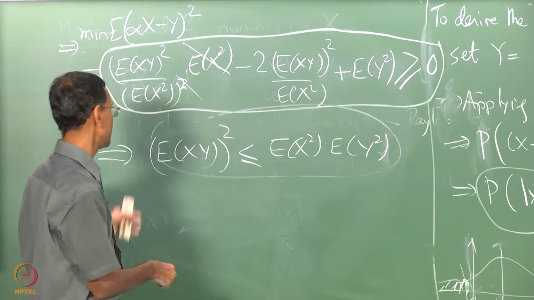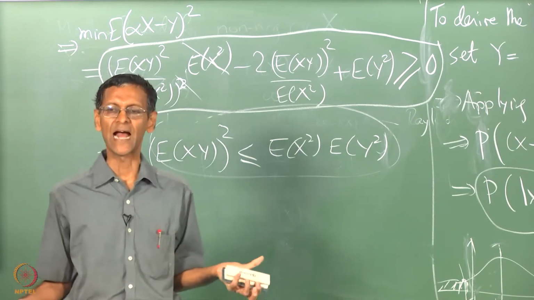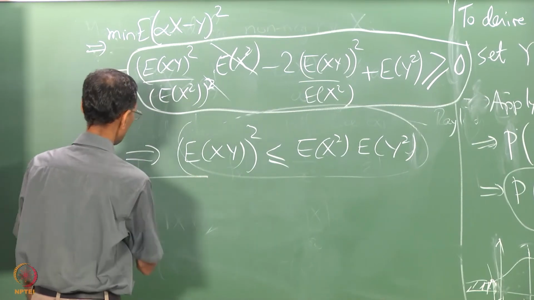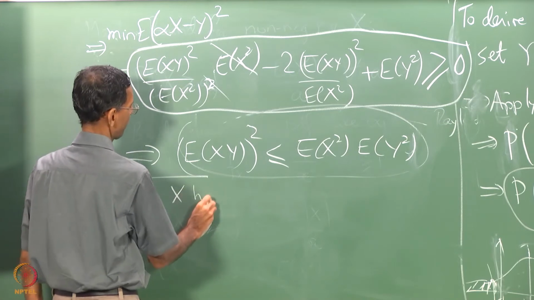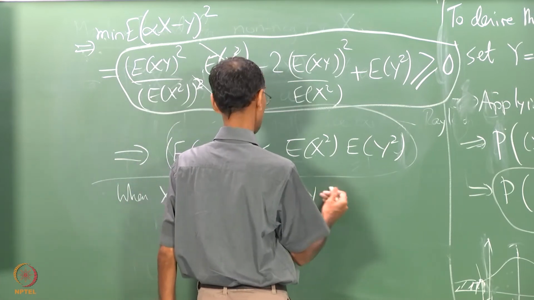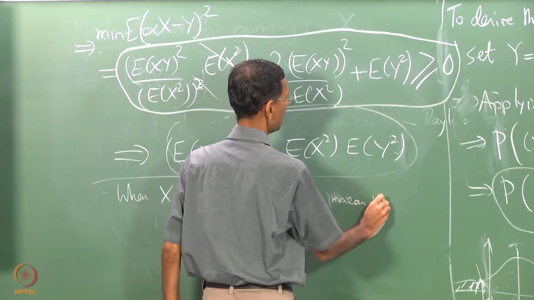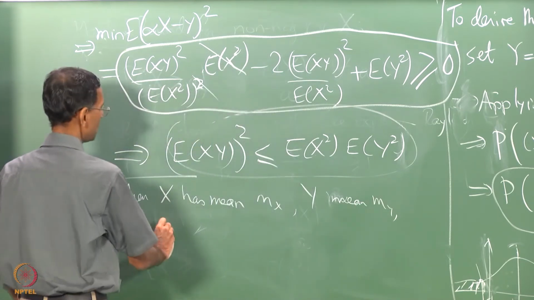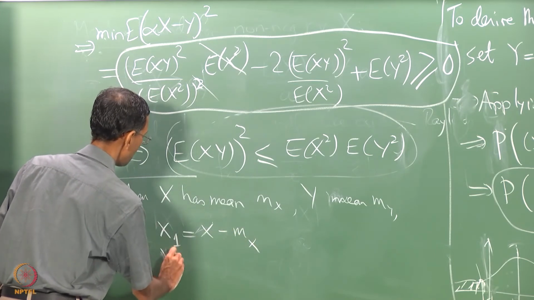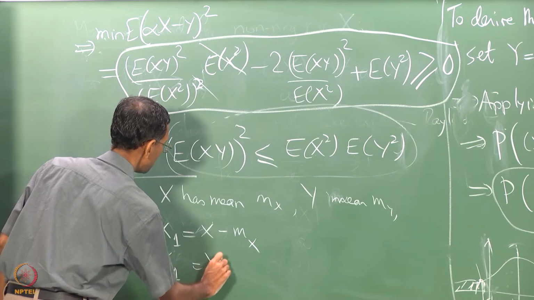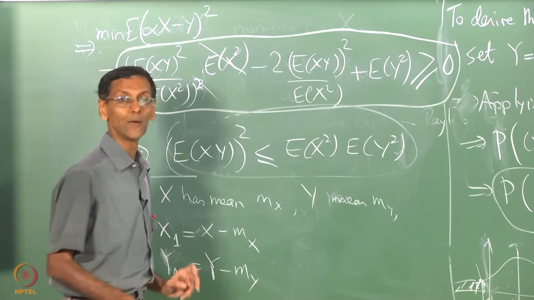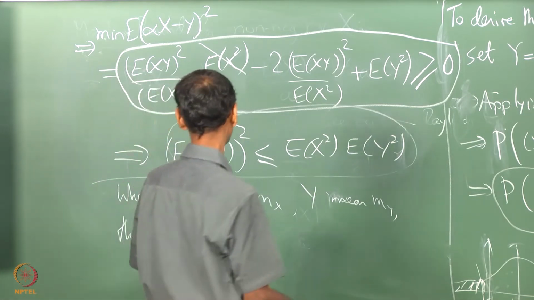So this works fine when, let's say, both means are 0, but if x has mean mx and y has mean my, then you consider x1 and y1 as mean subtracted versions. You define x minus mx and y minus my, and then apply this to x1 and y1 rather than x and y directly. So what do you get if you do that?